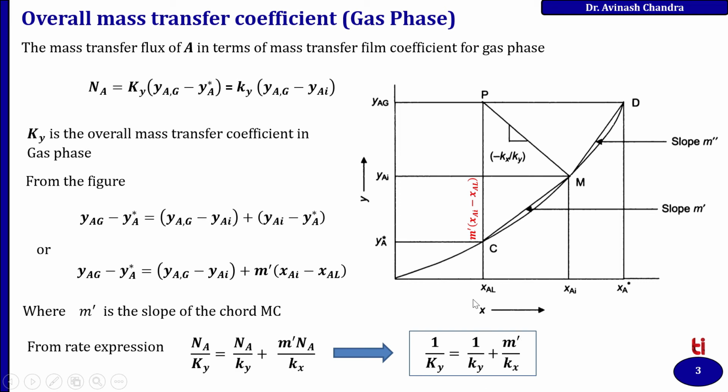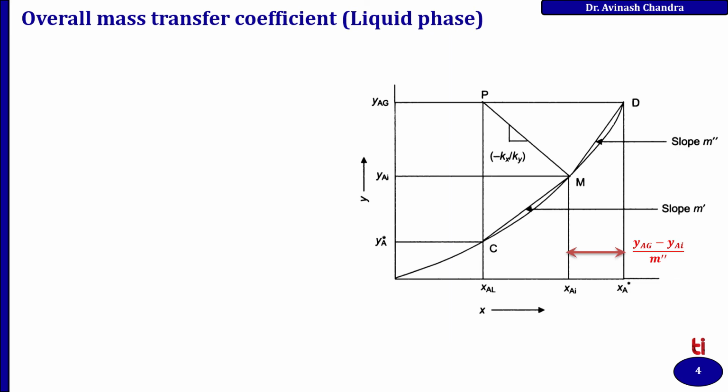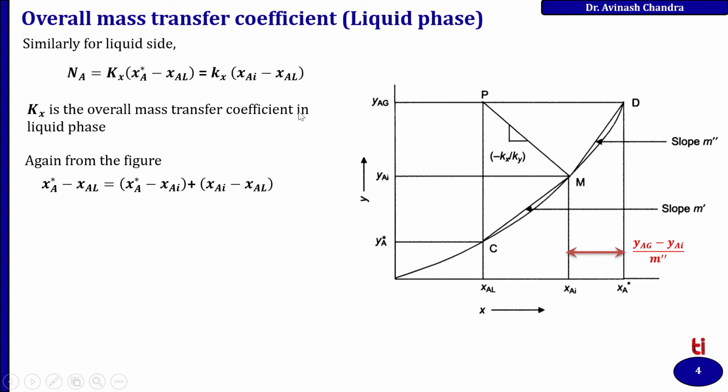This is the expression for the overall mass transfer coefficient based upon the gas phase, and it provides the relation between the local mass transfer coefficient in the liquid phase as well as the local mass transfer coefficient in the gas phase. So the flux can be written as Kx (xA star minus xAL) equals the small kx (xAI minus xAL), where Kx is the overall mass transfer coefficient in the liquid phase. This is overall, this is the local.